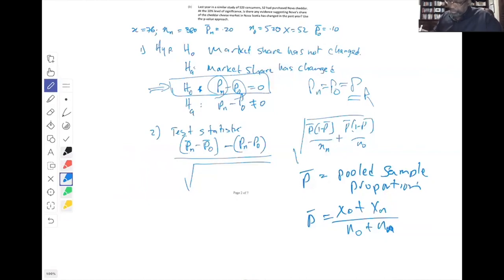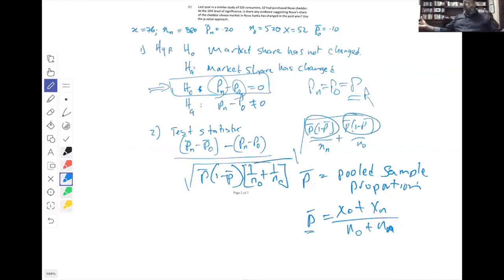So in here, we would have P bar. And because P bar times 1 minus P bar is common to both, we could factor it out: 1 minus P bar, 1 over N old, 1 over N new. It's kind of looking like that formula we had with the pooled sample standard deviation, right? Because you will find the very same term in both of the numerators, I could factor it out here and then have 1 over N old and 1 over N new. So that's my test statistic.